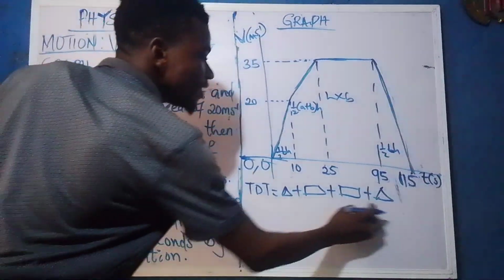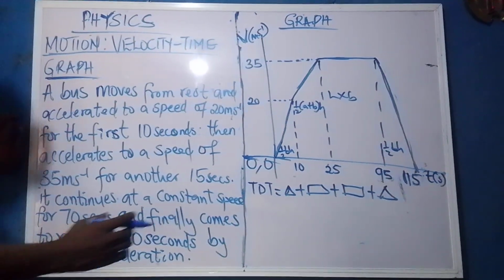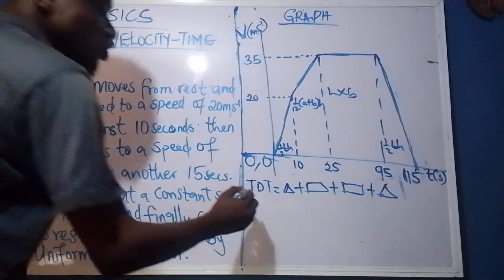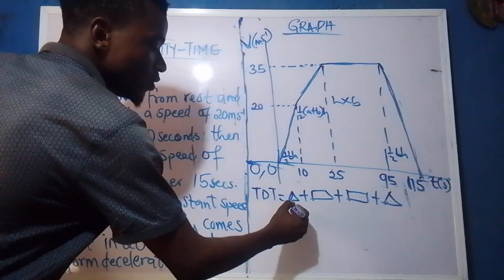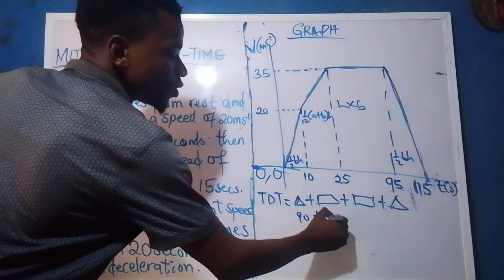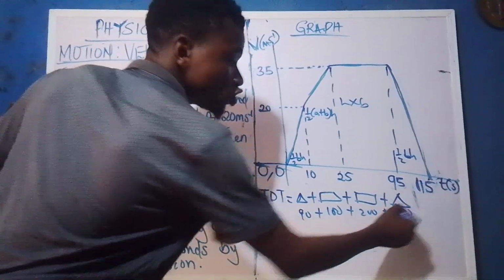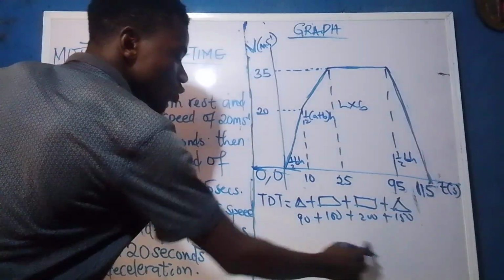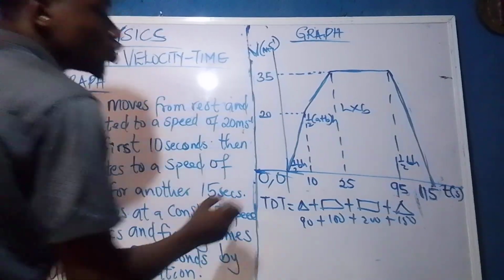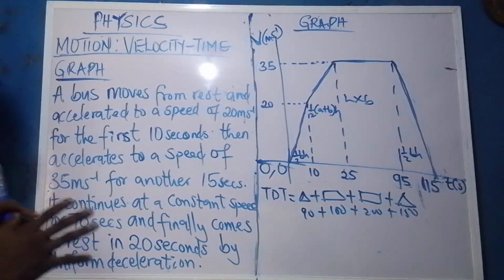So you add it, triangle. So the area of all these shapes in this particular velocity time graph is what will give us the total distance traveled. Let's say when we did this one, we had 90, we had 100, we had 200, we had 150, assumption. So when you add all of them together, the value you will get is your total distance traveled. So I think that has been explained to us.